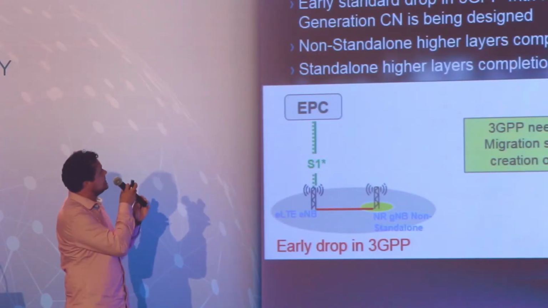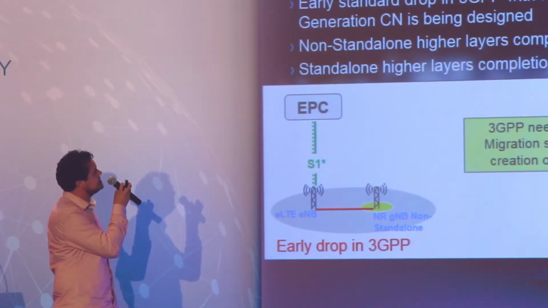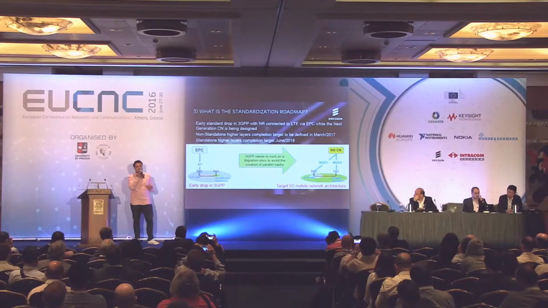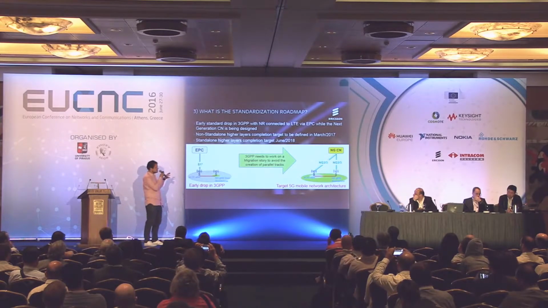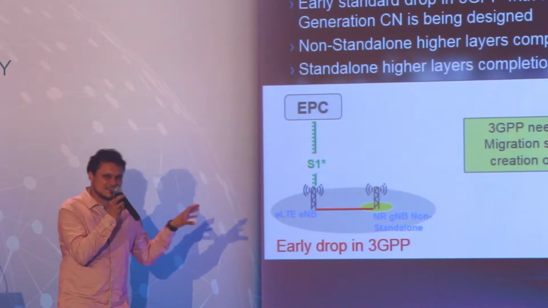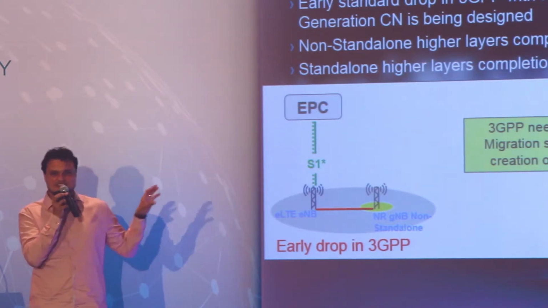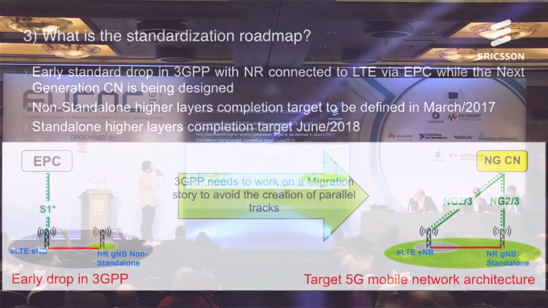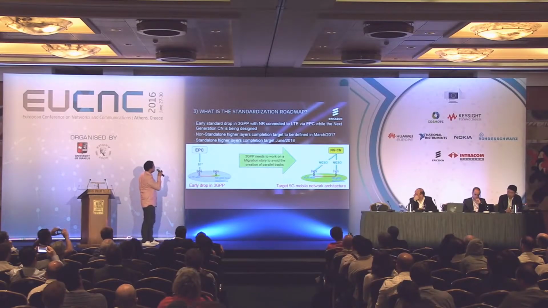To wrap up, the last question was, what is the standardization roadmap? I guess when it comes to roadmap, 3GPP has more or less defined some milestones. I'm not going to talk about this, but I prefer to select one specific interesting topic, which to me is a big challenge. So now we talk about this early standard drop in 3GPP, where NR is connected to LTE via the EPC, while the next generation core network is being designed.